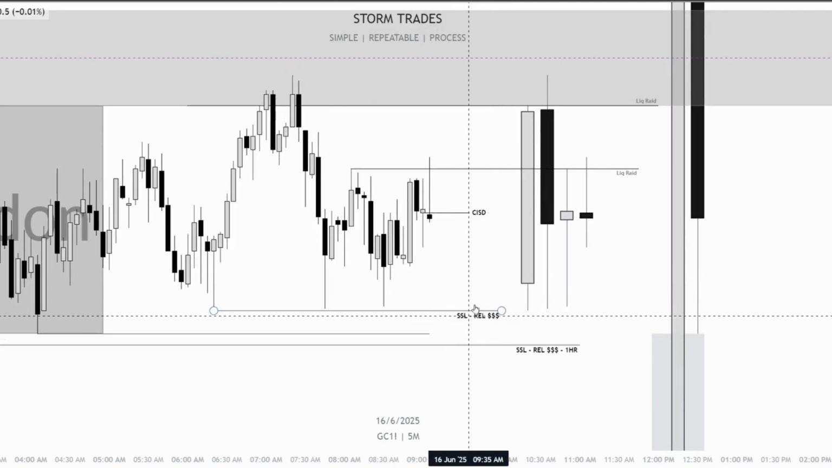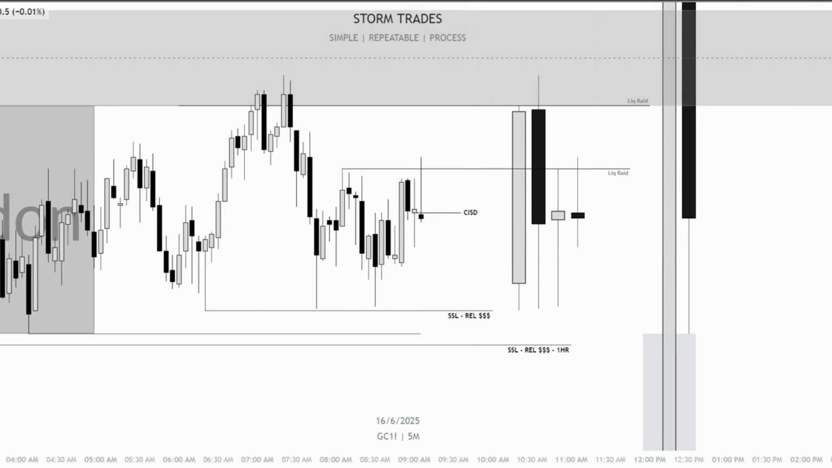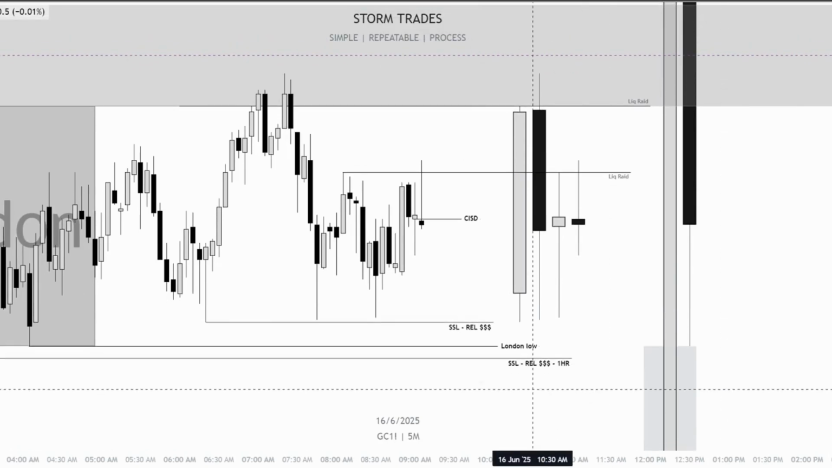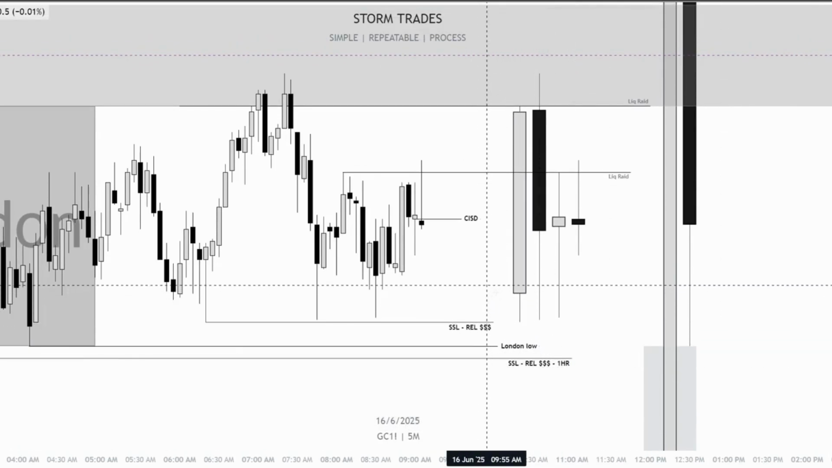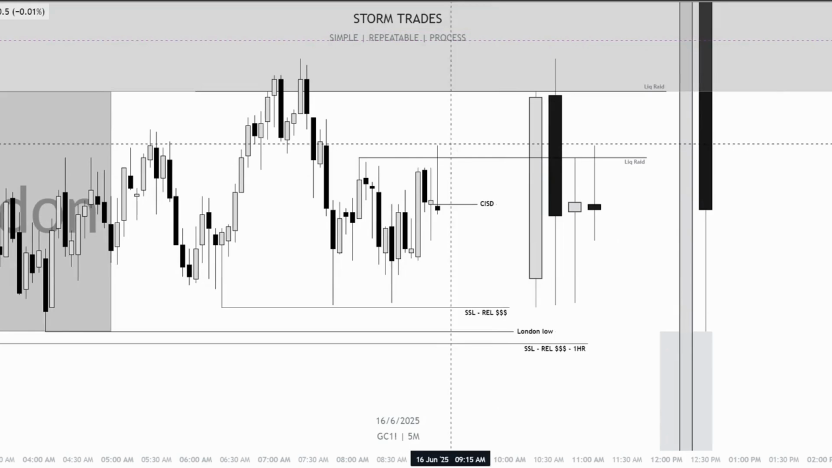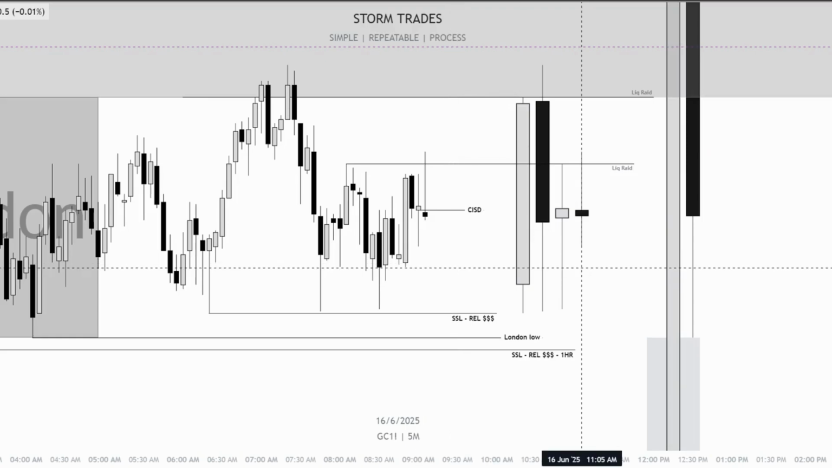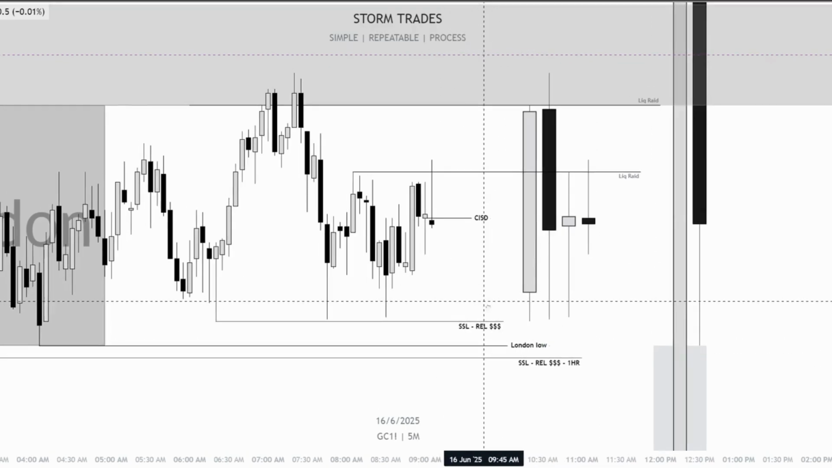I also want to take note that we have some really nice additional liquidity down here, right? So we've got relatively equal lows here on the M5, and we have the London low here. The London low is a great draw on liquidity, especially with the hourly relative equal lows below us. So as soon as we made this sweep and closed underneath this up close candle, even though it's very small, I wanted to get on sides. I love the draw on liquidity.